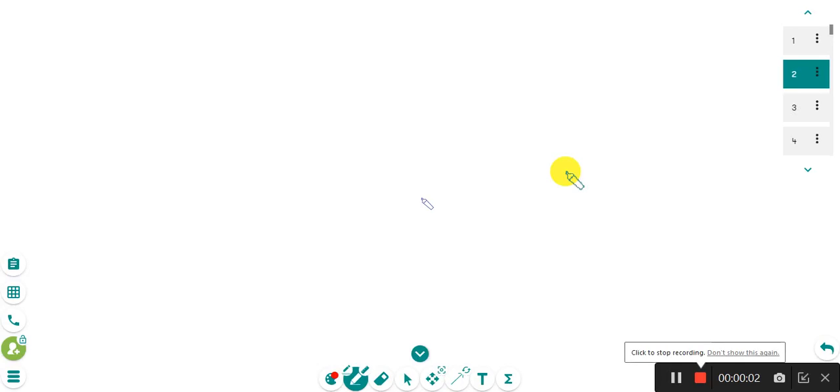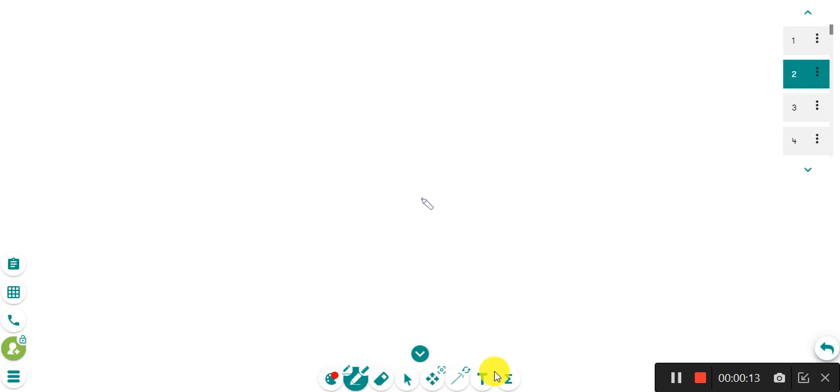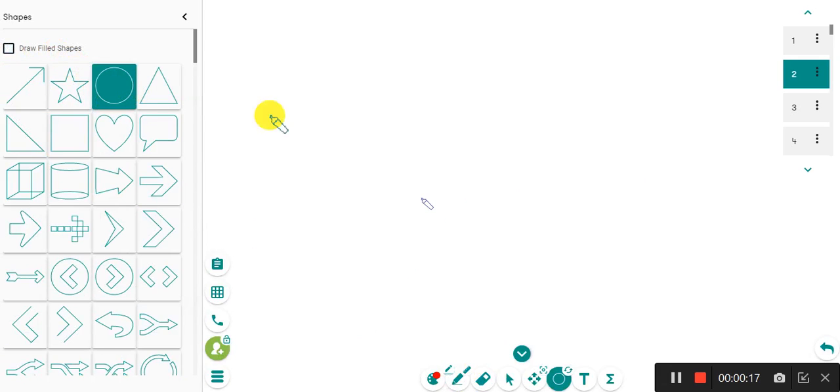Okay, Liam. So, we are working on fractions. Sorry, that's not a very good circle. You know what? Let me just do that again. That was bad. I'm going to get a shape here, and I'm going to have a nice circle.